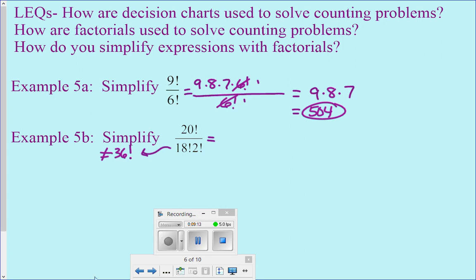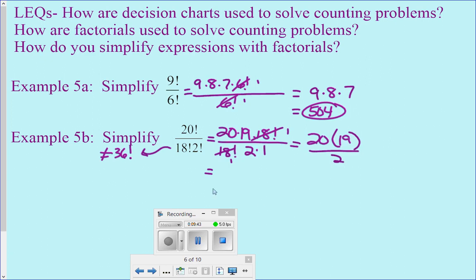So I can't do that, but what I can do is start writing out 20 factorial the way I did the last problem. 20 times 19 times 18. I'm going to keep going until I'm noticing, oh, I've gotten to the same number that I have in the denominator. So rather than writing times 17 times 16 times 15, I'm just going to write factorial following the 18. So I have 18 factorial, and then 2 factorial is 2 times 1. So the 18 factorials factor out, and I'm left with 20 times 19 divided by 2 times 1, which is just 2. And let's see, 20 divided by 2 is 10. 10 times 19 is 190.